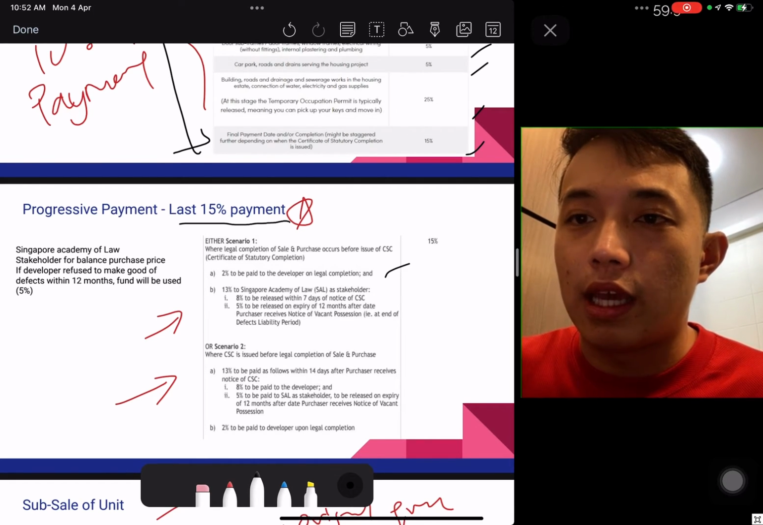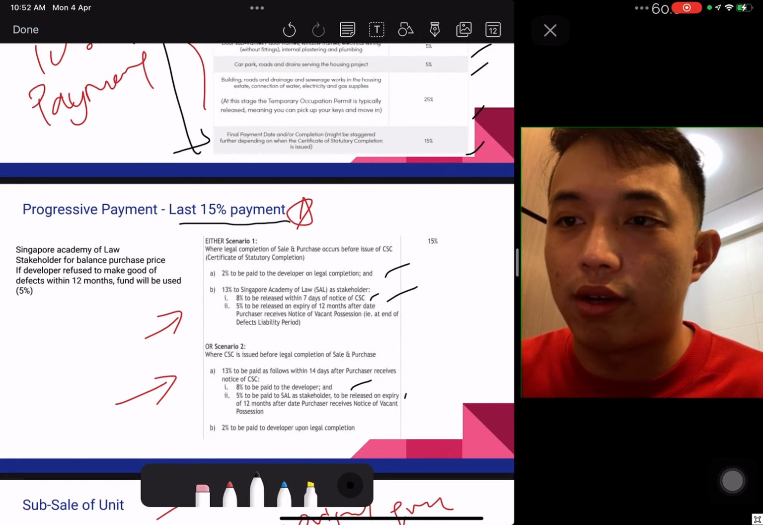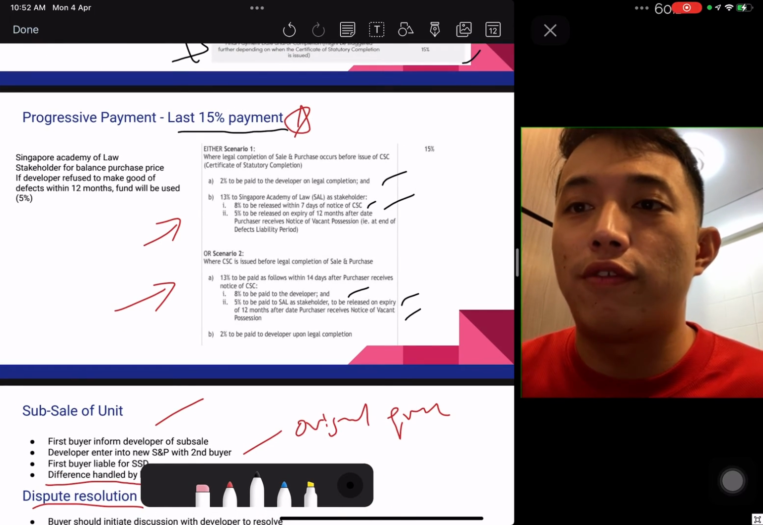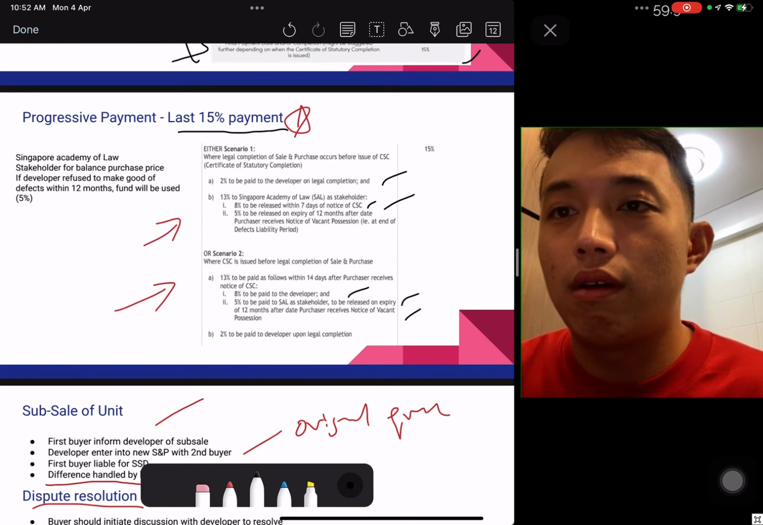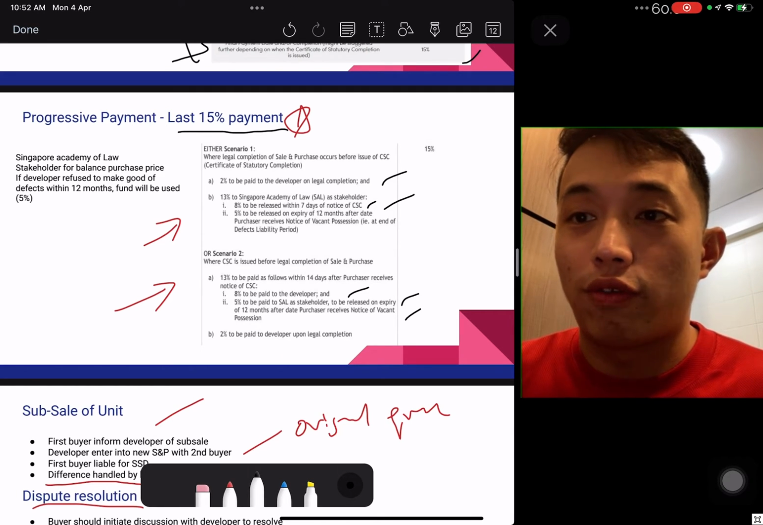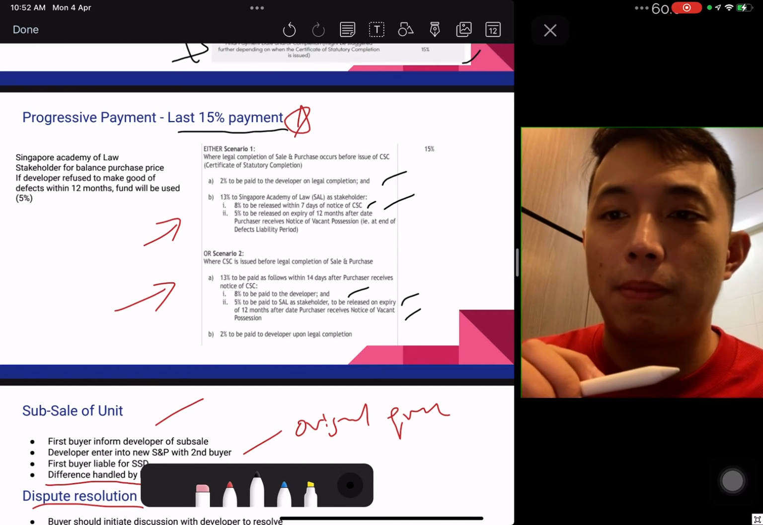The 2%, 3% and 5%, how are the differences going to be like? Do take note that the 5% will be given to SAL, the 13% going to SAL. Take note of that. So you must know which money is going where and how it is going to be paid up.